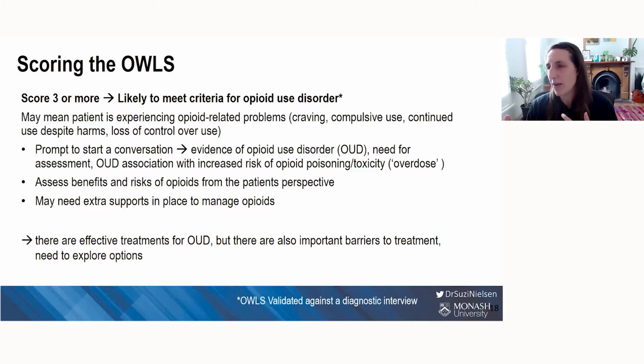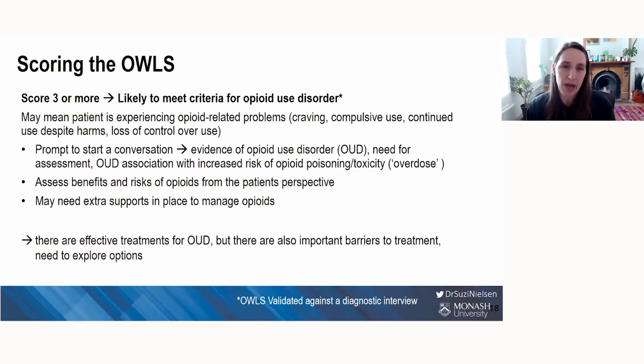In terms of interpreting these scores, if you are using the OWLS tool and a person has endorsed 3 out of the 4 symptoms, I would be looking at doing a more detailed assessment of whether or not they are experiencing opioid use disorder or opioid dependence, and what might be an appropriate treatment for them. I would also say that if people are endorsing any one of those items, it's worth a conversation. But endorsing 3 of those items really prompts a more detailed assessment, and also having a look at other risk factors.